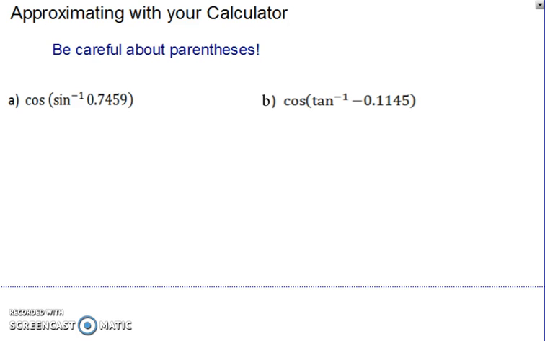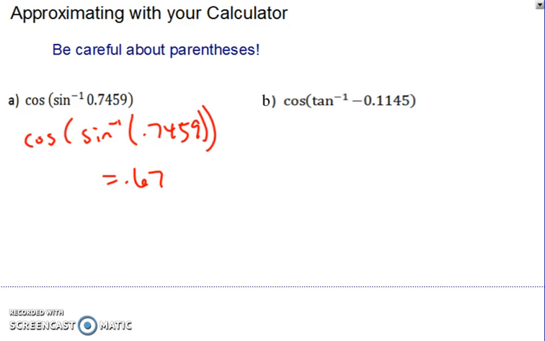Just make sure that your calculator is in radian mode. If you type this in your calculator, you can practice typing this in, you just have to be careful with parentheses. So you type in cosine, and then you hit second sine to do the arcsine, and it'll put another set of parentheses, and then you'll type in 0.7459, and then you'll have two sets of parentheses to close it.